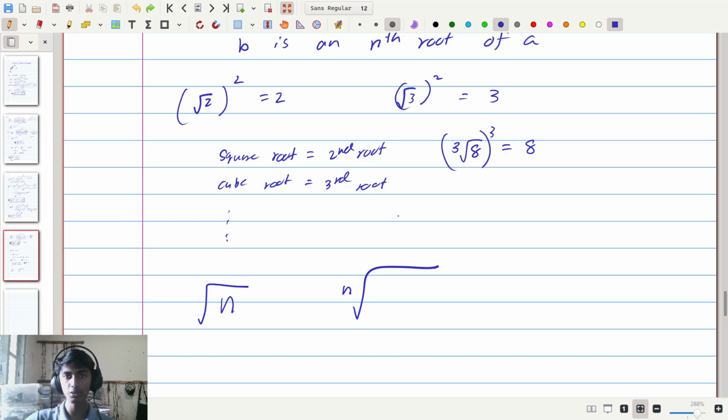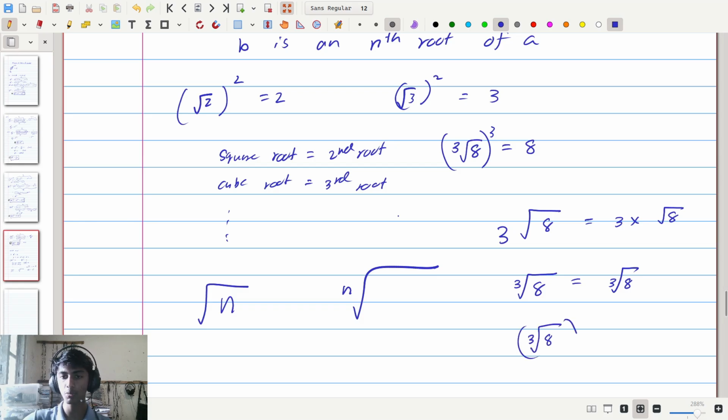Now this can be confusing also, so when you're writing, make sure that this 3 is smaller than your normal 3, because here 3 times root 8 means it is 3 times whatever the square root of 8 is. But if I write something like this, what this means is this is the cube root of 8. This is the number such that the cube root of 8 cubed is equal to 8.